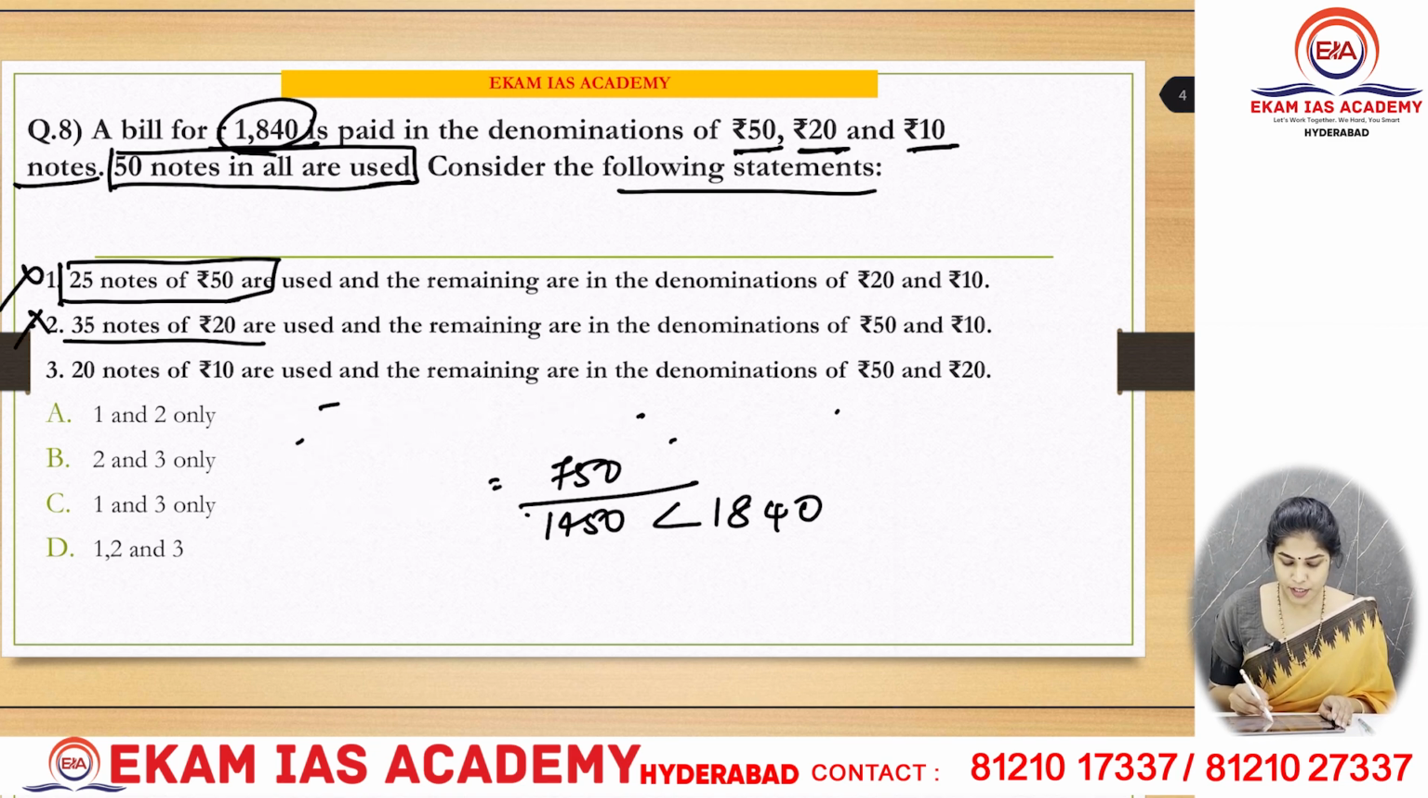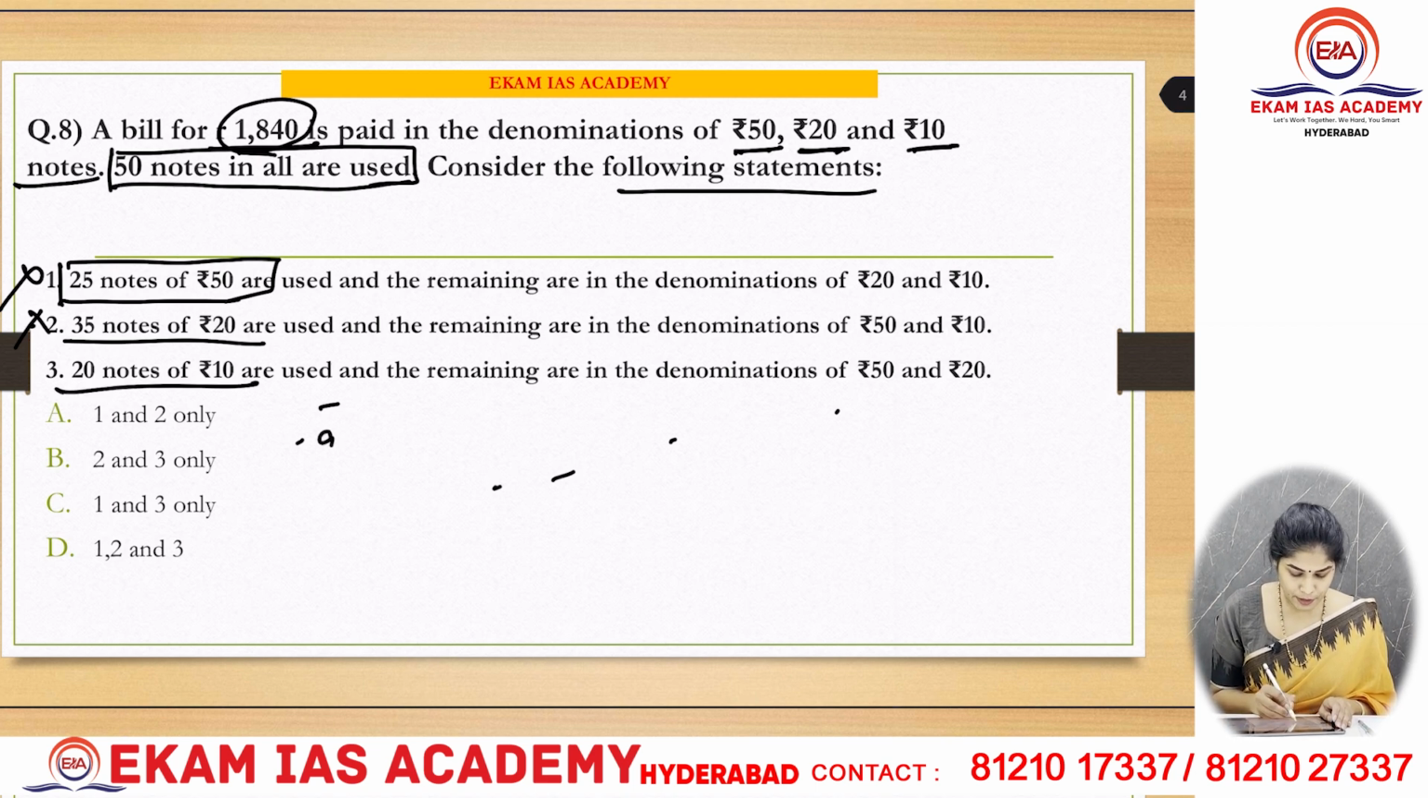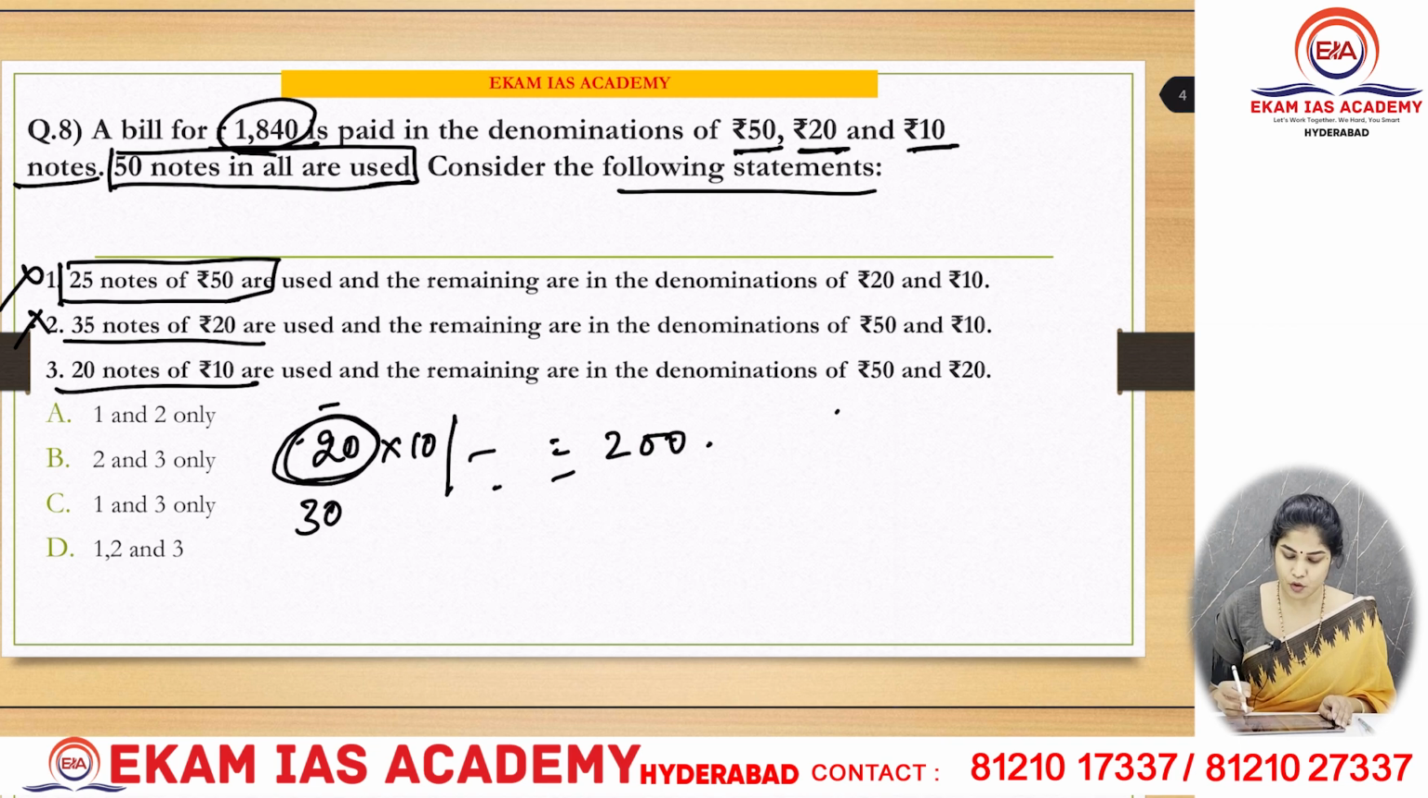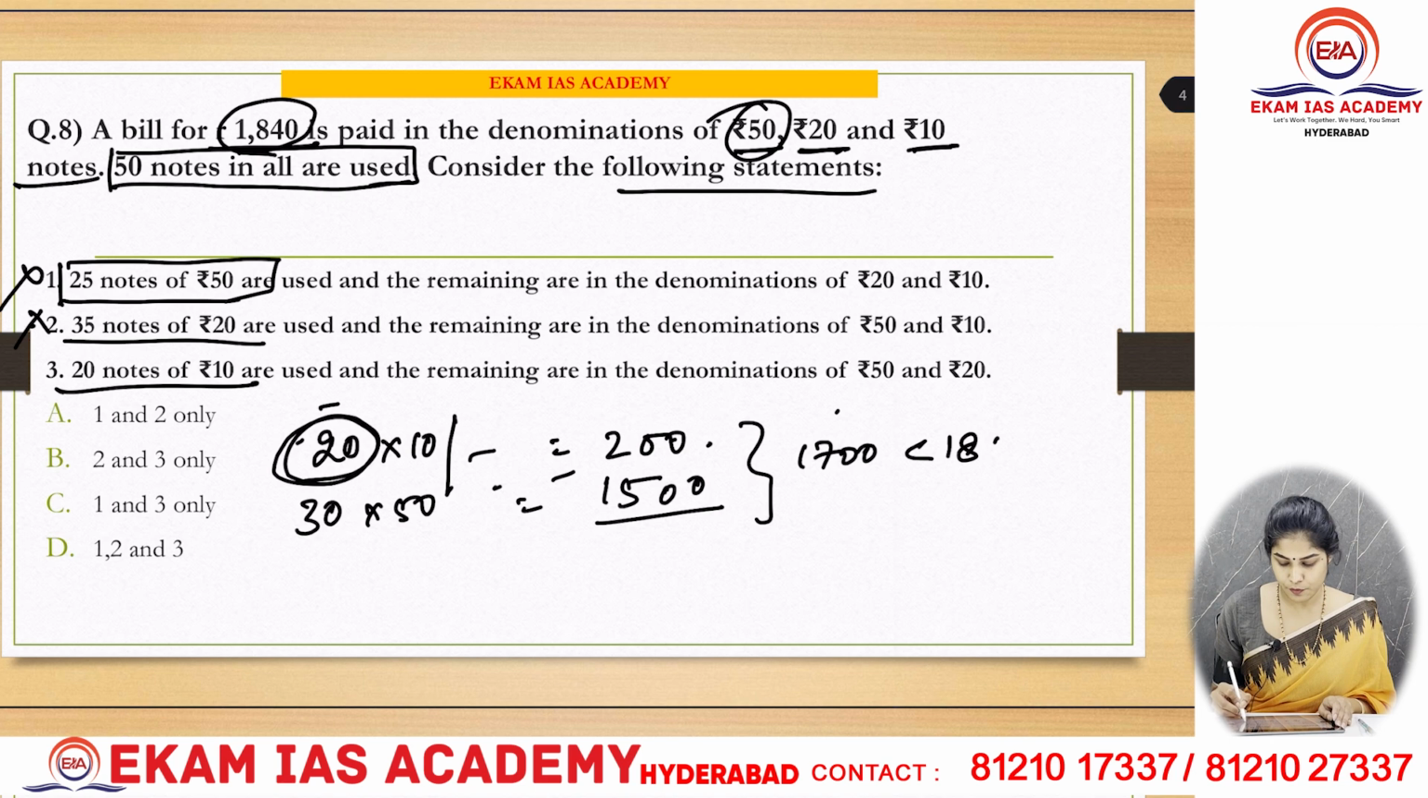So let us try with the option C. So 20 notes into 10 rupees, which amounts to 200. And remaining how many notes are there? 30. If we go with 50 denomination also into 50, which is 1500. It amounts to 1700, again less than 1840. So this is also wrong.